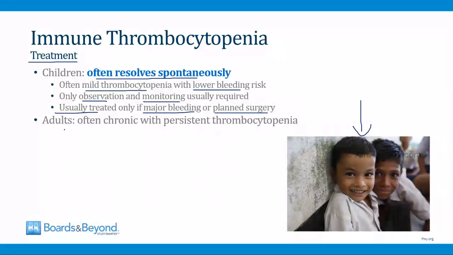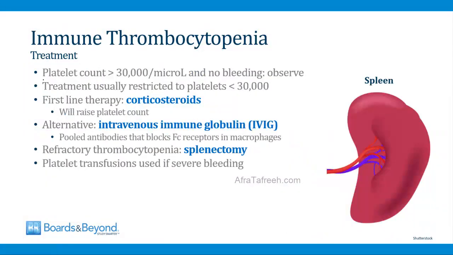In contrast, when immune thrombocytopenia develops in adults, it's often a chronic condition that does not resolve spontaneously, and it often leads to persistent thrombocytopenia that requires therapy. So in terms of treatment for adults, first of all, you want to know that if the platelet count is above 30,000 and there's no bleeding, usually this condition is just observed, and it's high yield to know this for your boards. In general, the treatments for immune thrombocytopenia are restricted to situations where the platelet count is below 30,000.